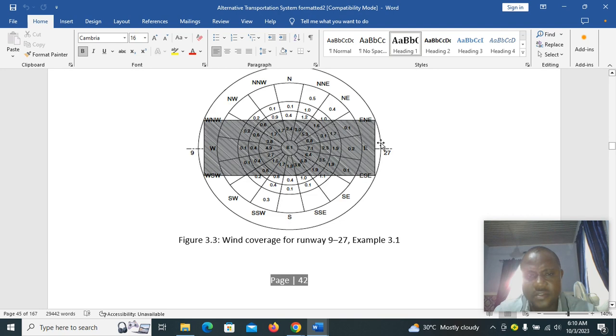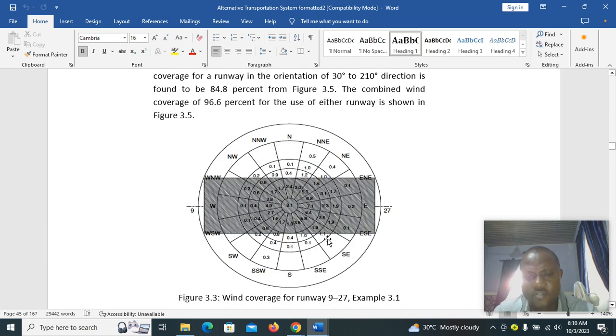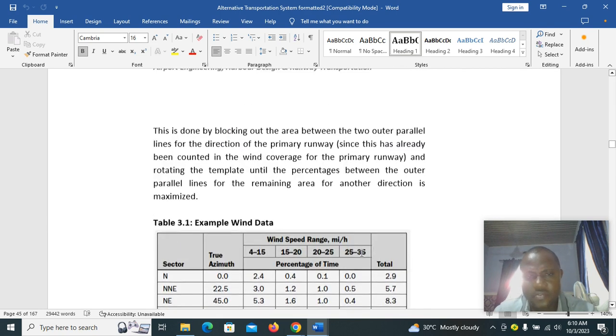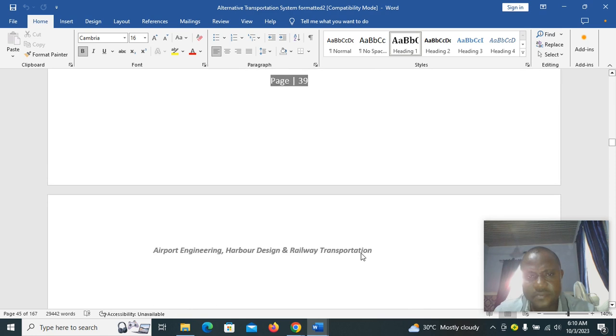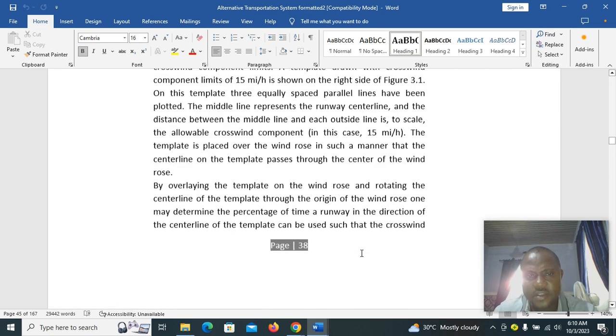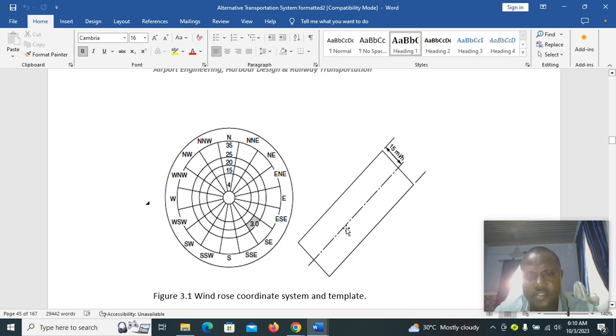The template has a width, or the total length of it, of 30 miles per hour. So half of it is 15 miles per hour. Let's look at it here. You can see what we have here. You see half of it is 15 miles per hour. So we put it on these windows and rotate it.